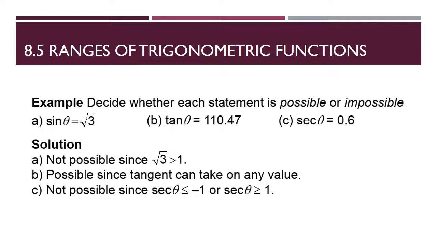Okay, first of all, the sine of an angle cannot be the square root of 3 because the square root of 3 is greater than 1, and sine cannot go above 1. The tangent of an angle can be 110.47 because the range of a tangent is all real numbers. The secant of an angle cannot be 0.6 because it cannot be between negative 1 and 1. It's either going to be less than negative 1 or greater than 1.